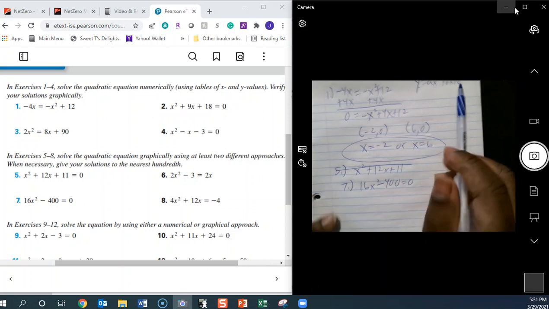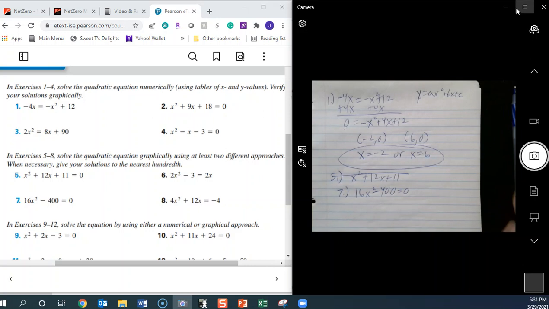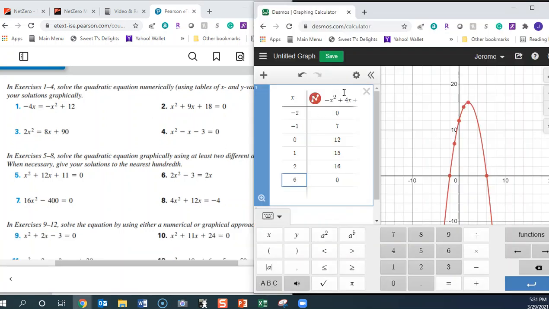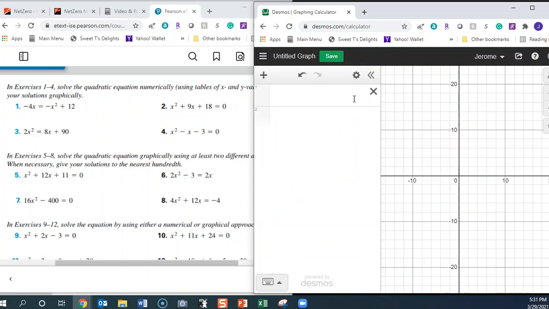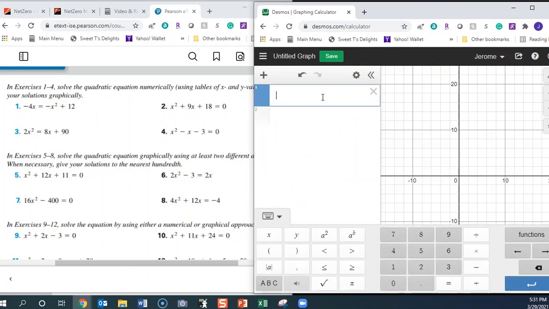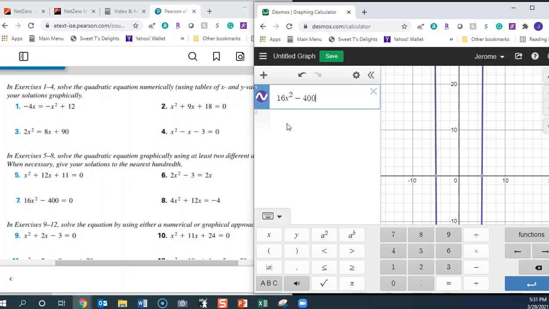Now, if you notice, according to this formula here, we don't have a bx, but we still solve it the same way. So we go right here to our calculator. And since this formula is already set up where it's equal to 0, we just type in 16x squared minus 400. Now we see our graph, we're basically looking for the x-intercept, which are these 2 points here. Now if you notice, at this point, when x is -5, y is 0. And then at this point, when x is 5, y is 0.